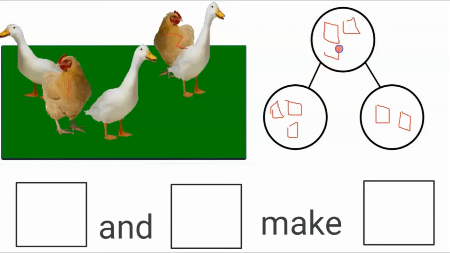1, 2, 3, 4, 5. Now that we have our parts and our whole, we are going to finish our number sentence. Blank and blank make blank. We have 3 to represent the geese, and we have 2 to represent the hens. We have 5 all together. 3 and 2 make 5.